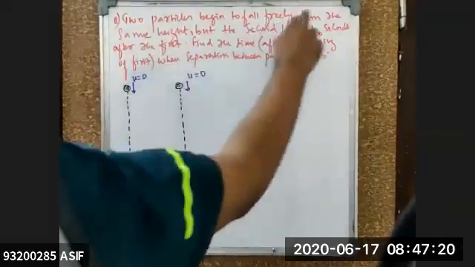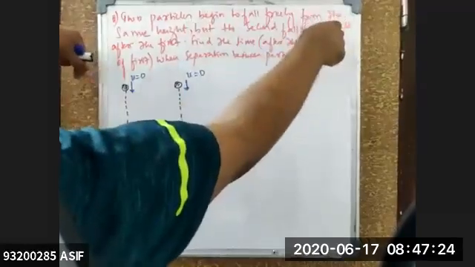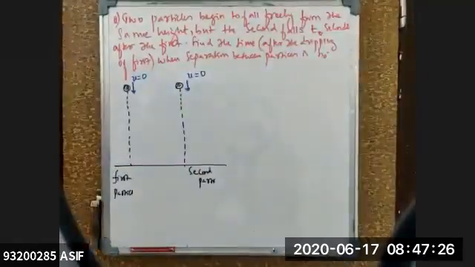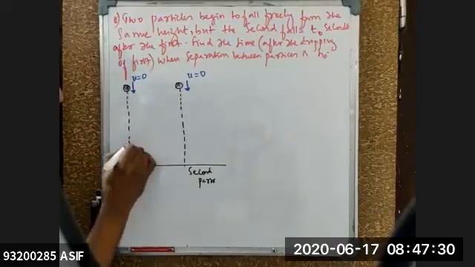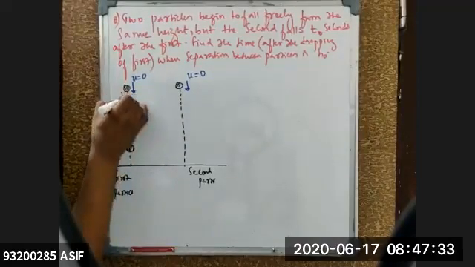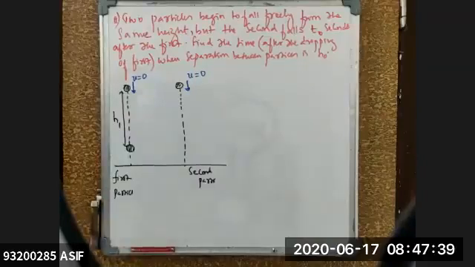Now, two particles begin to fall freely, held at the same height. But the second particle falls t0 seconds after the first one. Say, for example, this one has reached somewhere here and has traveled a distance from here to here, say h1.